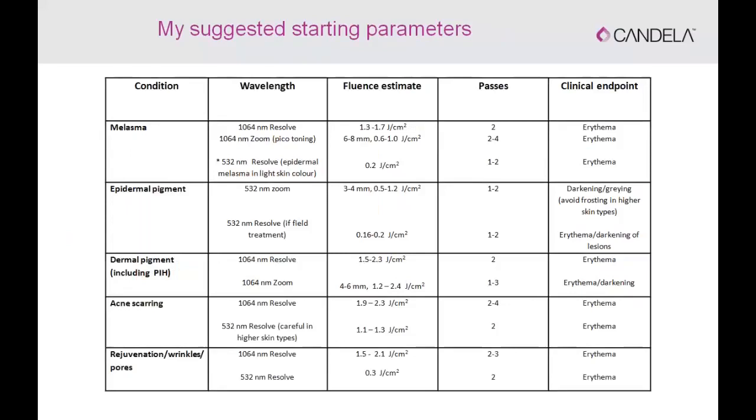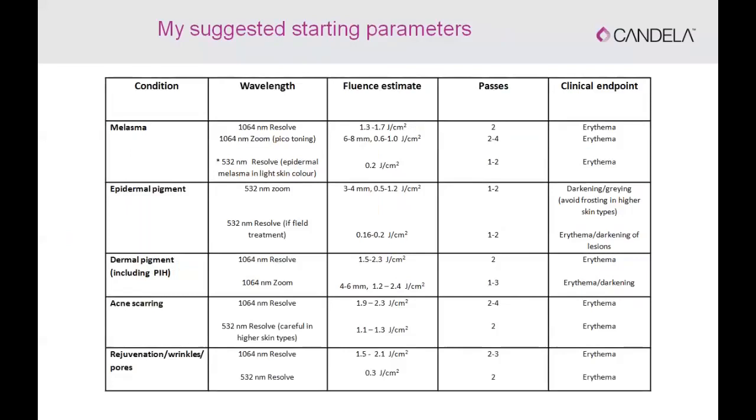For dermal pigmentation, and that includes post-inflammatory hyperpigmentation, I would use the 1064, and again I like to use the Resolve handpiece first, followed by the Zoom handpiece. But in this case, when I'm using the Resolve, my fluences are higher than for melasma. In general, for melasma I tend to use lower fluences, and that goes also for the Resolve handpiece, but for post-inflammatory hyperpigmentation, slightly higher fluences.